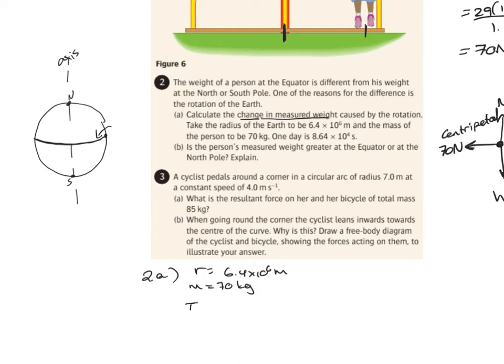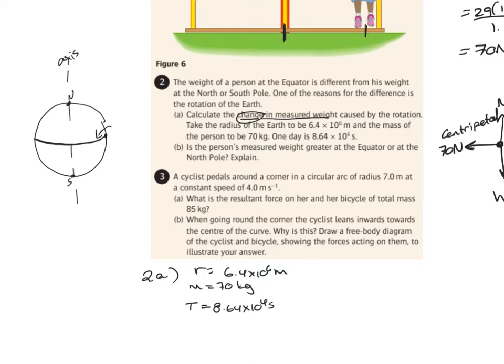so the period, that means 1 day means how long it takes. So it takes 1 day for the Earth to rotate about its own axis, and hence that's the period. So it takes 1 day, 24 hours or 8.64 times 10 to the 4 seconds to complete a full rotation about its axis. So I have a lot of numbers, and I need to calculate the change in the measured weight.